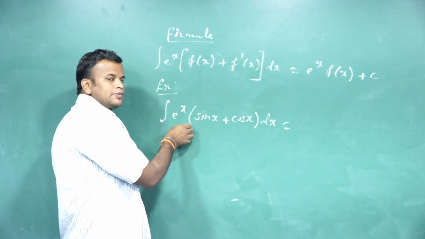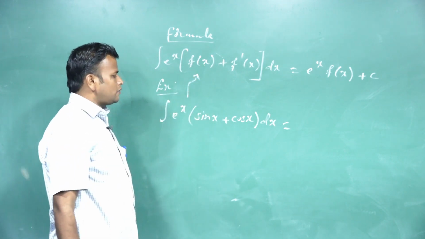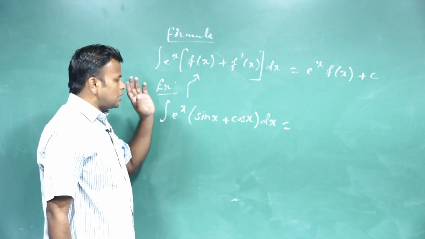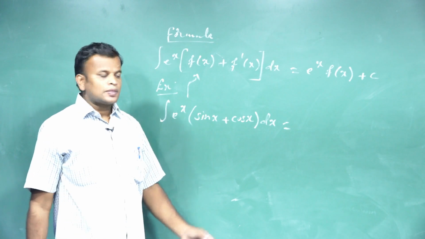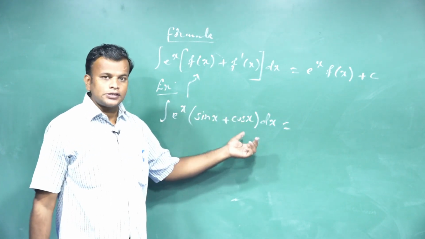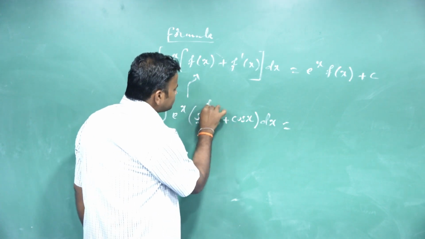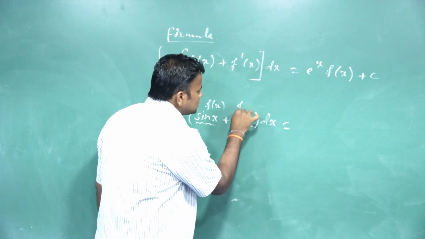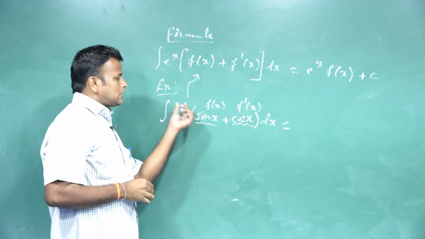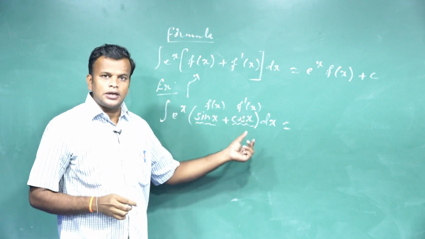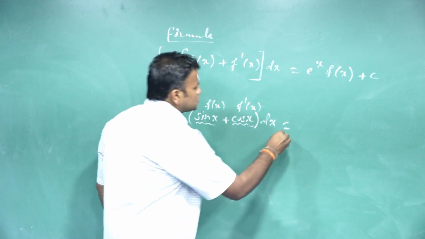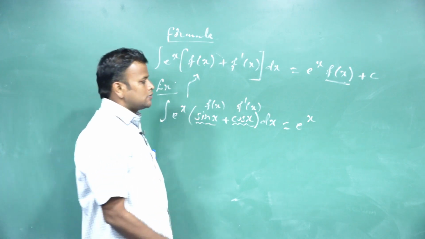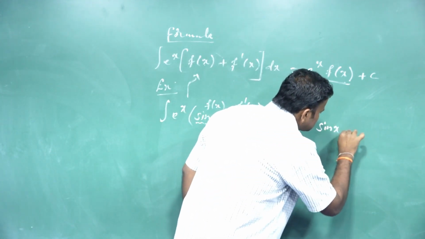Now I say this sum is of the form of that model. You identify there is a relation between these two terms. The differentiation of one term is nothing but the other term. The differentiation of sin x is nothing but cos x. So we consider sin x as f of x, and the differentiation of sin x is cos x, so we consider it f dash of x. So the formula gives e power x into f of x. Here what is the value of f of x? Sin x. So e power x into sin x plus c.